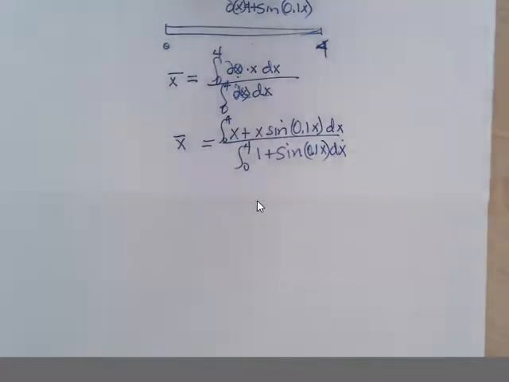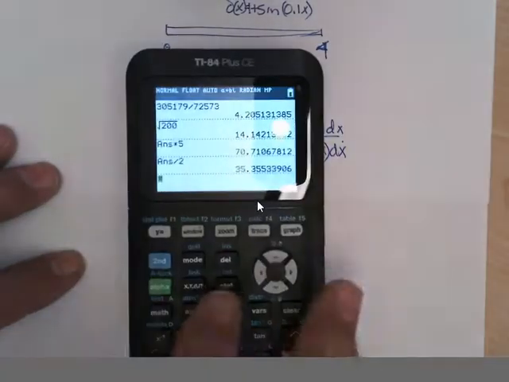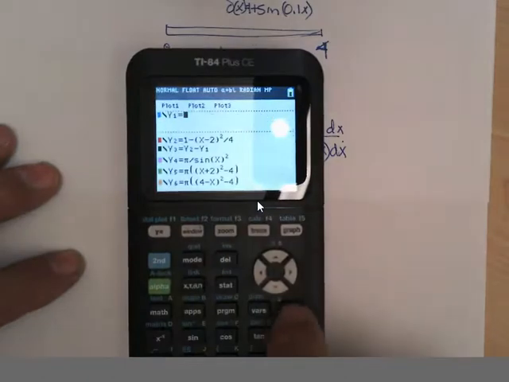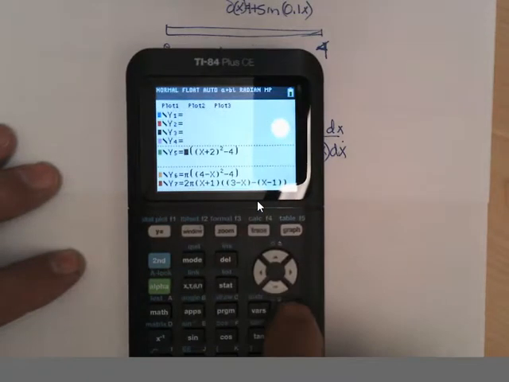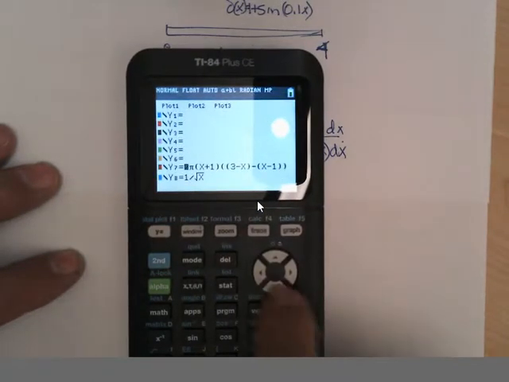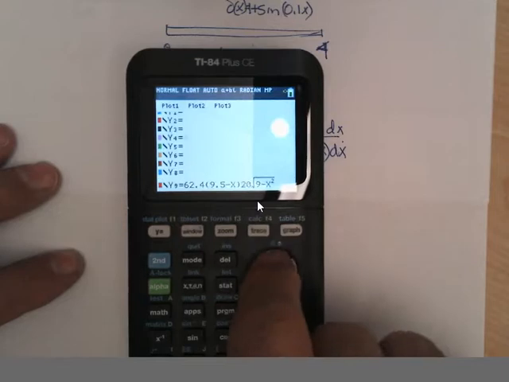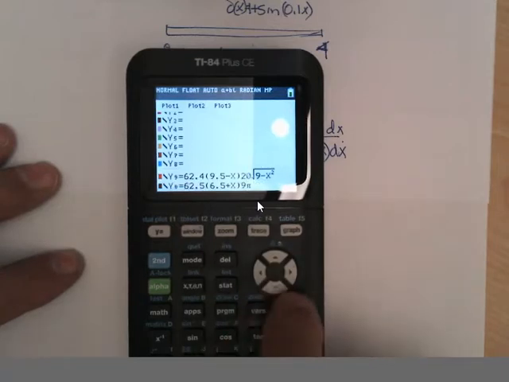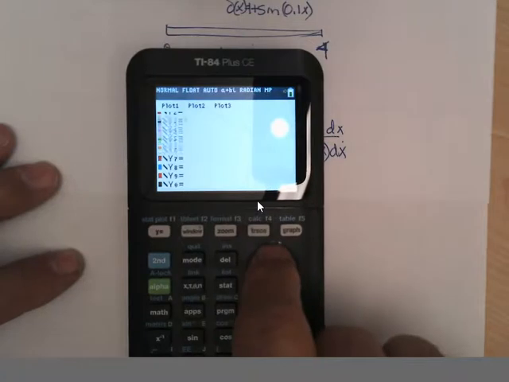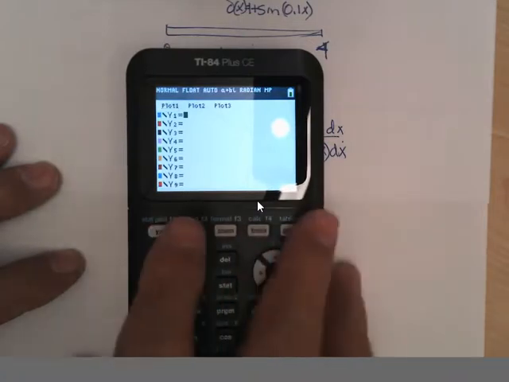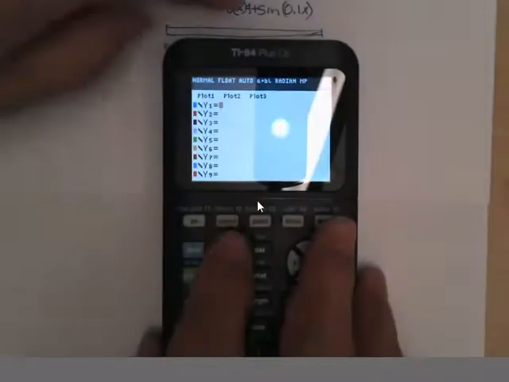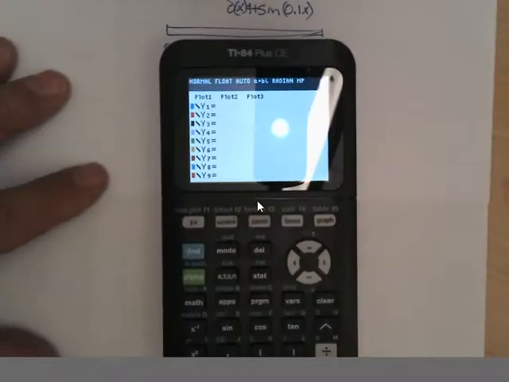Okay? Now, I'm going to pull out my calculator. And first thing I'm going to do is, I guess, clear all these equations. I didn't get them all cleared. There's more down here. Okay. So the first thing I'm going to do is just get a picture of what the density looks like. 1 plus sine of 0.1x.